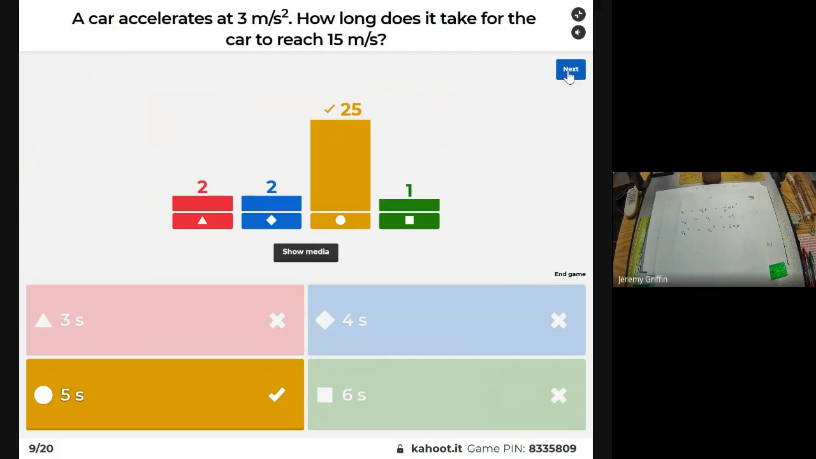Let's go. Real fast, just in case you missed it. You guys see these three formulas up here? See this middle one? This middle one answers a lot of questions on this Kahoot.